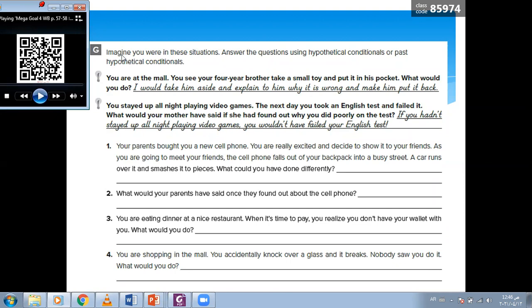طبعا هو هنا انت بتقرأ الموقف اللي حصل وبتقول ايه الرد او ايه اللي ممكن نعمله في الموقف ده او اللي نقوله في الموقف ده، زي ما هو عمل لنا كده في المثال. تمام؟ يعني بيقول لك انت شفت اخوك اللي عمره 4 سنوات بياخذ لعبه صغيره وبيضعها في جيبه وانتم في المول.